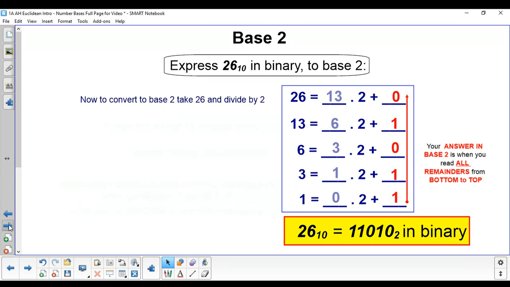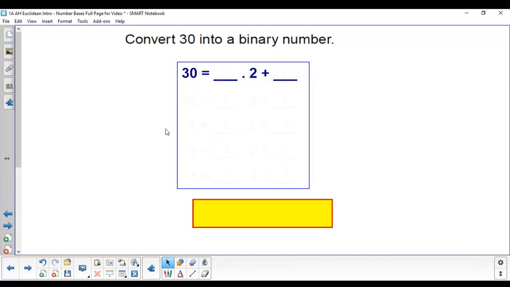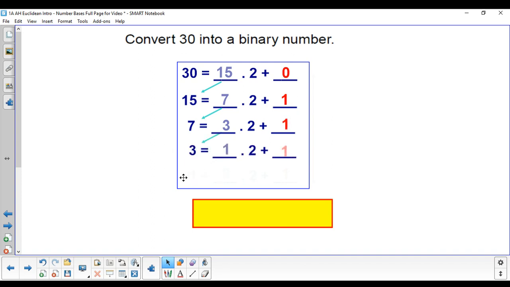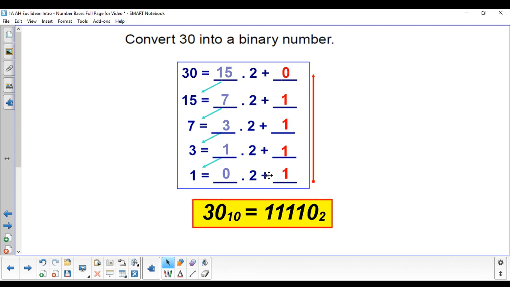So let's try it without going backwards and forwards in a loop. 30 to the base 2, 15 with none left over. You've still got 15 to deal with. 7 with 1 left over. You've still got 7 to deal with. 3 with 1 left over. You've still got 3 to deal with. You've got 1 with 1 left over, and 1, you've got none with 1 left over. Okay. What have we got there? We've got 11110 in base 2.